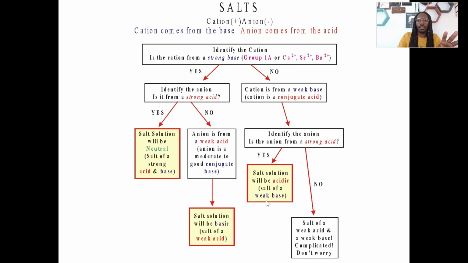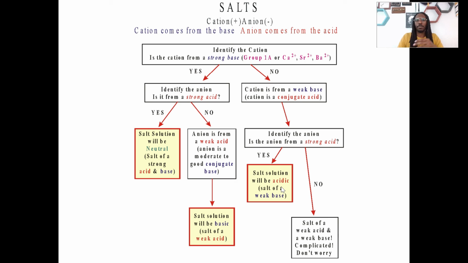But this is a key thing. Focus on these yellow boxes. If it comes from a strong base and a strong acid, you're going to have a neutral solution. If we look at this box here, if it comes from a weak acid and a strong base, you're going to have a salt of your weak acid. And if it's a salt of your weak acid, you're going to be making that basic solution.